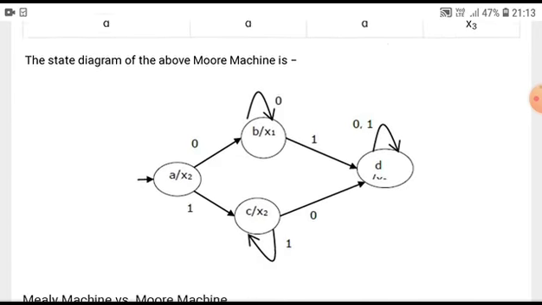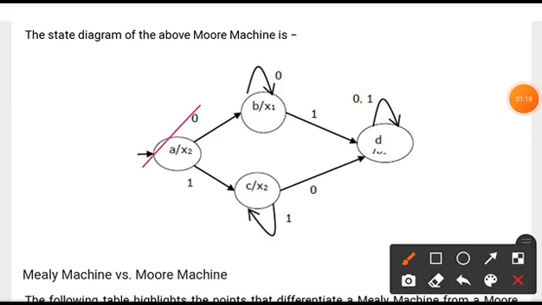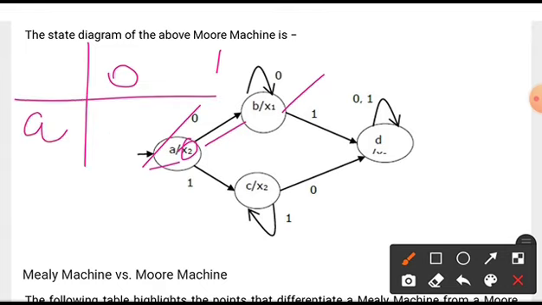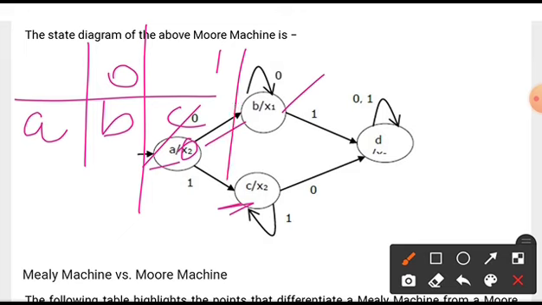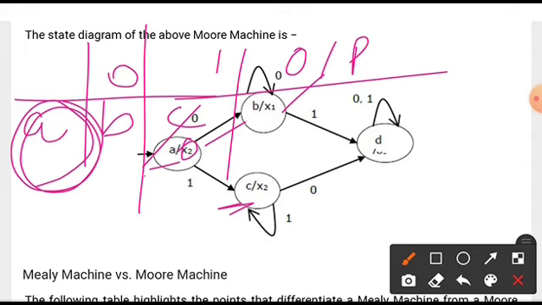So here you can see the state diagram. A on getting input 0 goes to B, but it produces output x2, because A is associated with x2. Here you can see there is 0 and 1. A on getting input 0 goes to this B, and A on getting input 1 goes to this C, but it produces the output of this A, which means x2. So like this, in the case of the Moore machine we have drawn the diagrams.